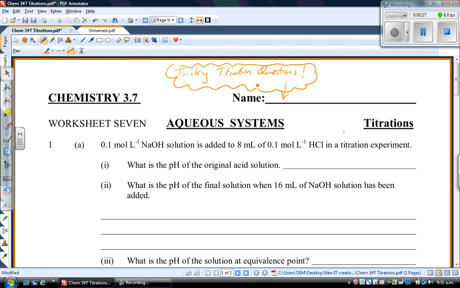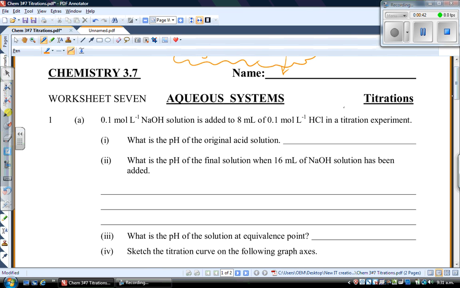which are quite tricky. I may not be able to write all the answers and show all my workings on this question paper, so I'll have a second page open, do my workings there and transfer my answers back to here. So we need to read the question here. Aqueous Systems, question 1a: 0.1 mole per liter of sodium hydroxide solution is added to 8 mL of 0.1 mole per liter hydrochloric acid in a titration experiment.